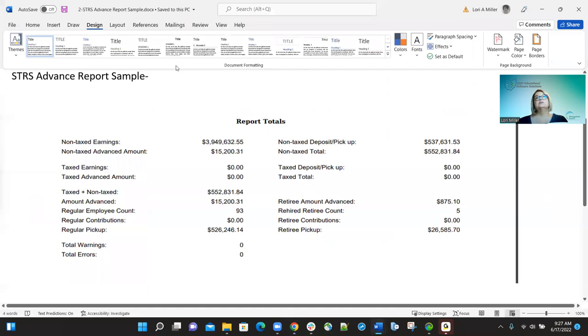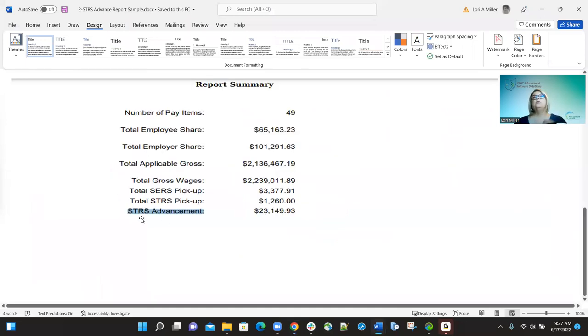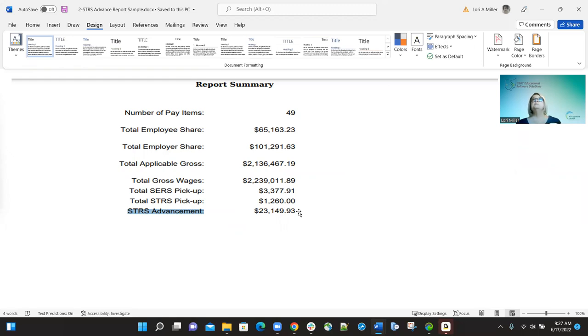This is what it looks like on the bottom of the payroll item detail report. But you'll see when a district is in advance, there'll be an STRS advancement field on that payroll item detail report, and it will tell the dollar amount that was paid for an advance. So if the district wanted to, they could go out to the archives and get those payroll item detail STRS advancement figures from each pay over the summer months, add those together. That would give them what was paid over the summer as well.